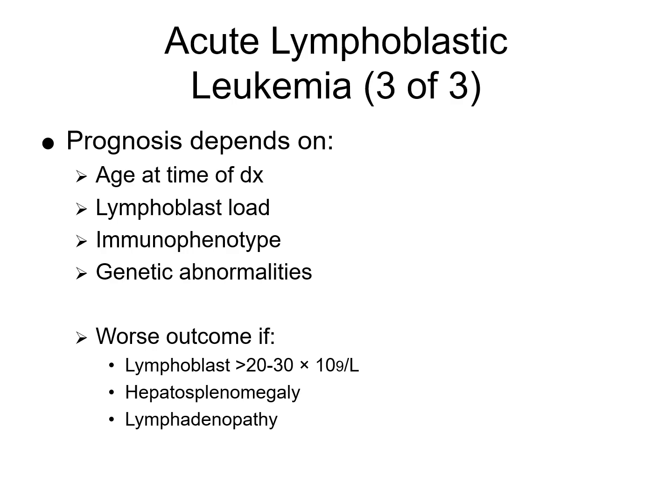So indicators of a worse outcome: someone who has a high lymphoblast count, so generally 20 to 30 or more found in the peripheral blood. If they have an enlarged liver and spleen, it can indicate extensive disease infiltration. And if they have enlarged lymph nodes, it can also suggest that there's been some more widespread involvement.